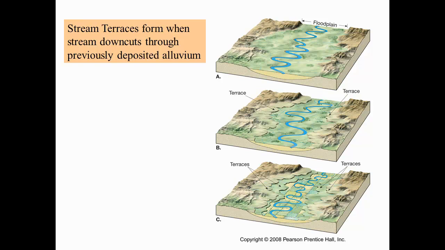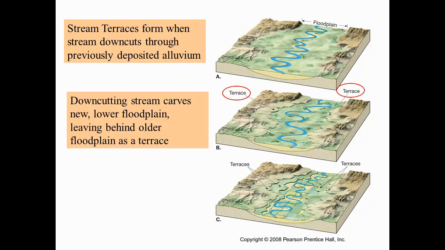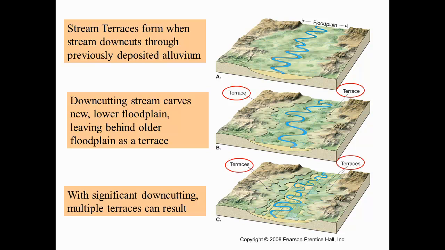Now, stream terraces form when streams downcut through previously deposited stream sediments known as alluvium. And a downcutting stream will carve a new lower floodplain, leaving behind the older floodplain as a terrace, such that with significant downcutting, multiple terraces can result on both sides of the stream valley.